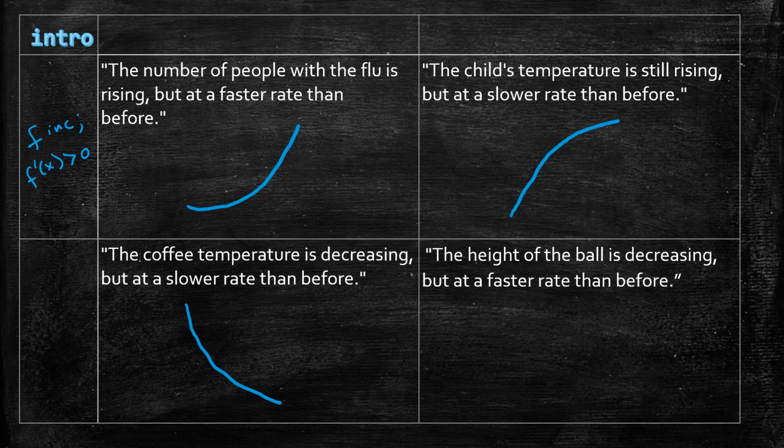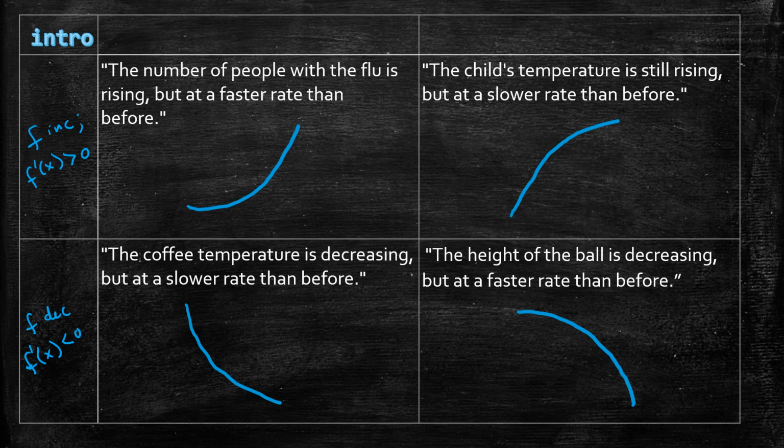And what about the bottom right? The height of the ball is decreasing, but at a faster rate than before. Hopefully you would get this curve. What do the bottom two curves have in common? In both cases, f is decreasing, so that f prime x is less than 0. But there is a commonality if we look at the columns.